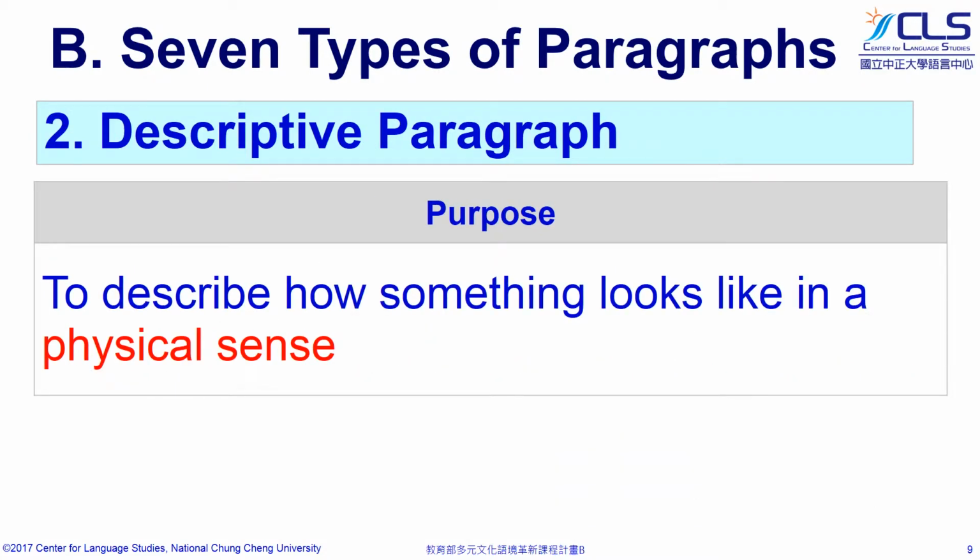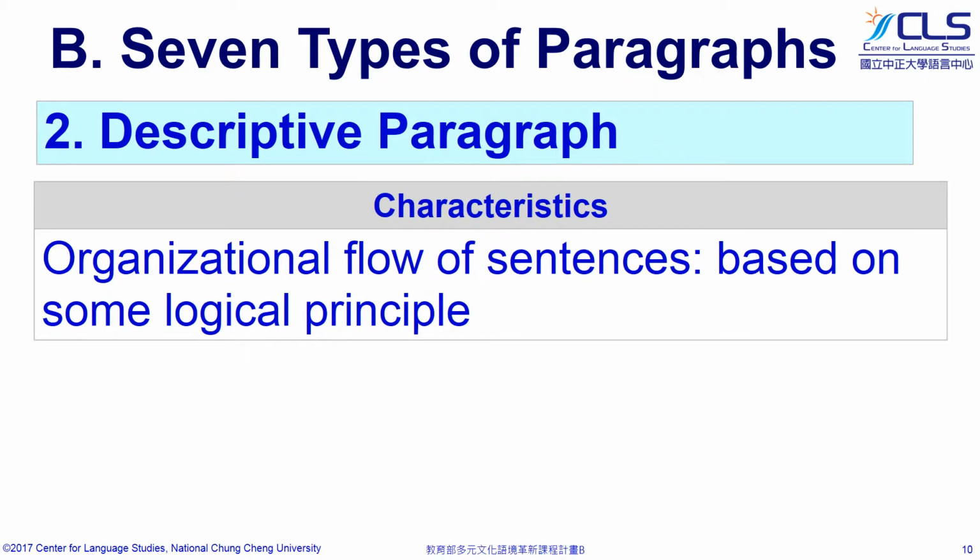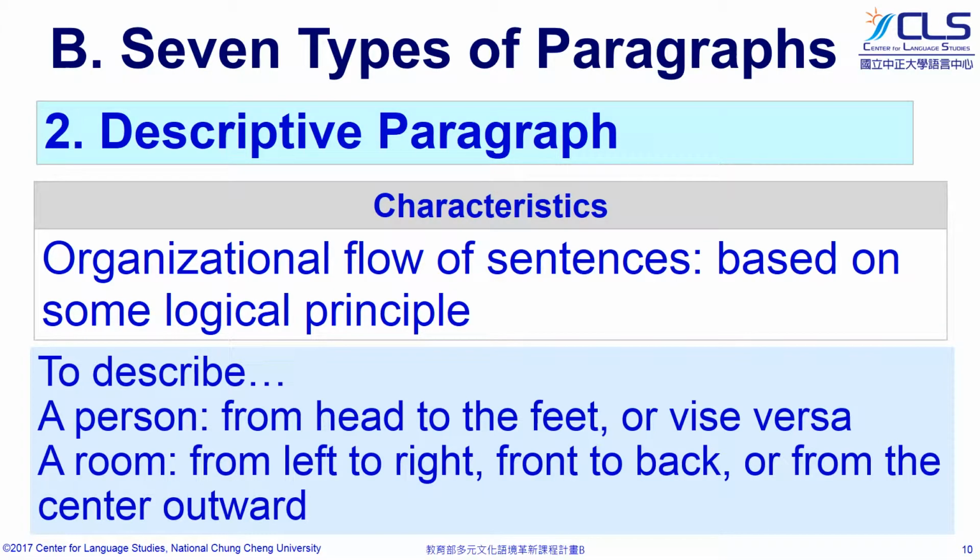Next, a descriptive paragraph is used to describe how something looks in a physical sense. And the sentences are often organized based on some logical principles according to what we describe. For example, if we want to describe a person, we may describe him or her from head to feet, or vice versa. And to describe a room, we may describe from left to right, front to back, or from the center outward.